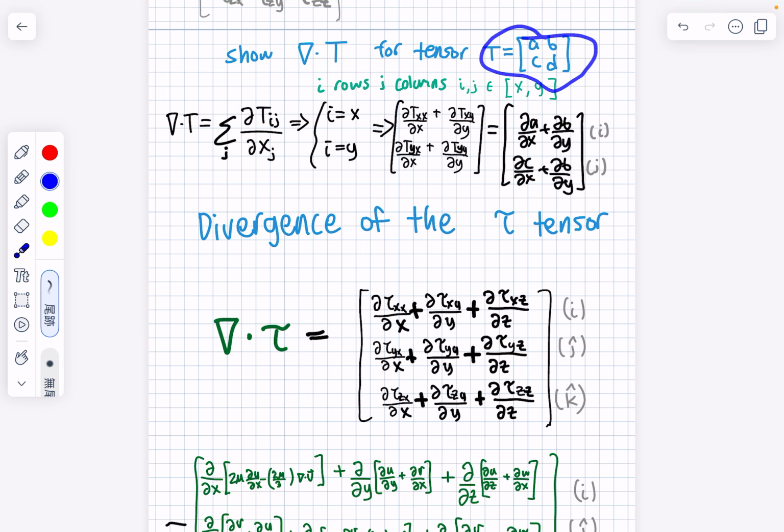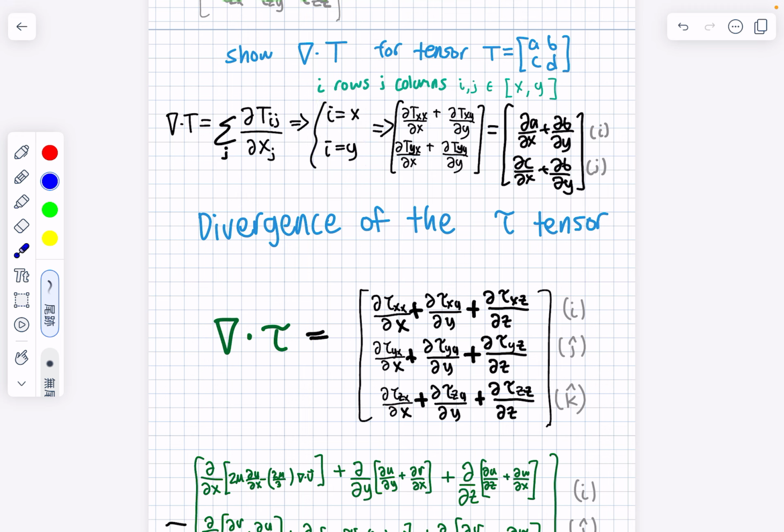So we'll just give this simple example for a 2D tensor with elements a, b, c, d. So a would be Txx, b would be Txy. The definition of divergence in a tensor format would be this: the sum over j of dTij/dxj. So you can pick i as x or i as y, and then for each you loop through j.